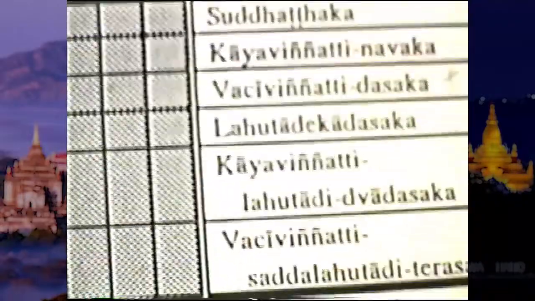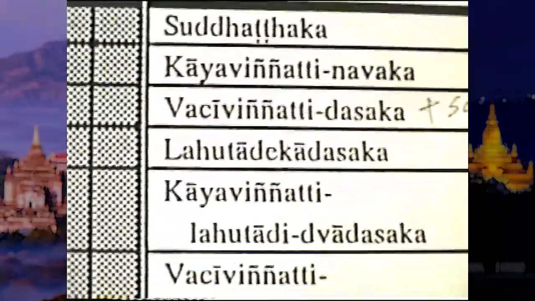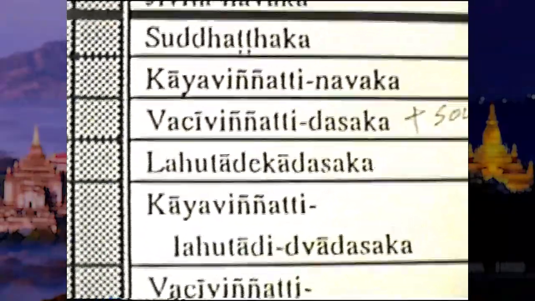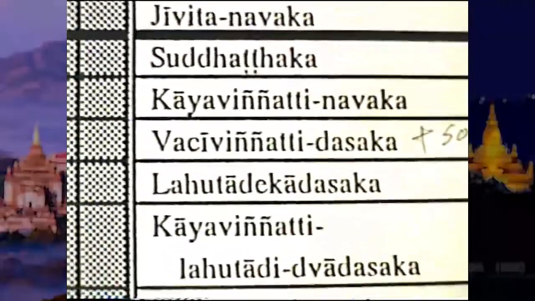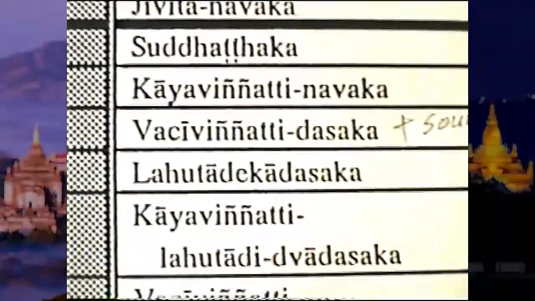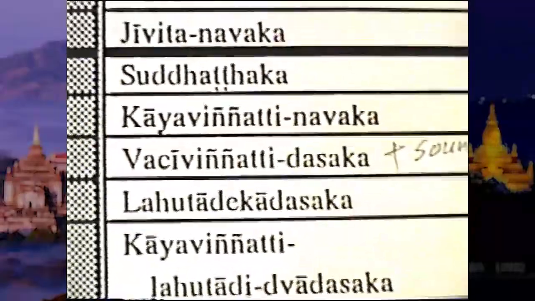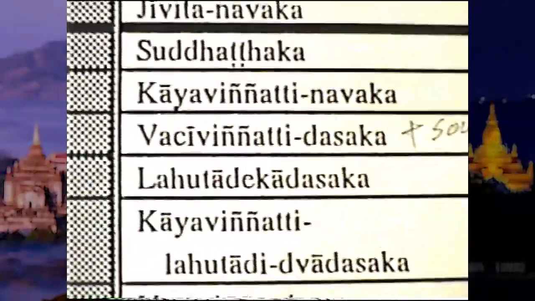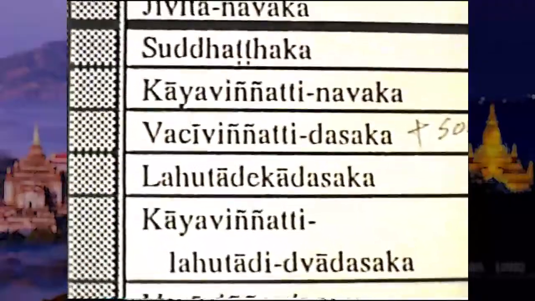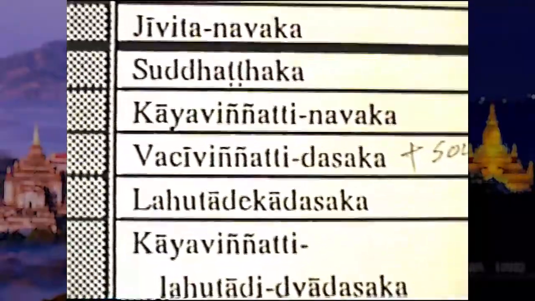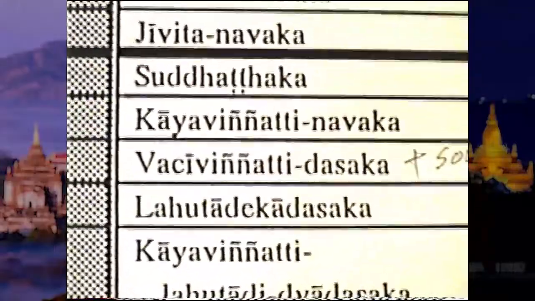Lahuta Di Eka Dasaka. Eka Dasaka means 11. Lahuta Di means Lahuta and others. That means Lahuta, Mududa, Kammanyada, 3. So Lahuta Di Eka Dasaka means 8 plus Lahuta, Mududa, Kammanyada. So 11. And the next one is longer.